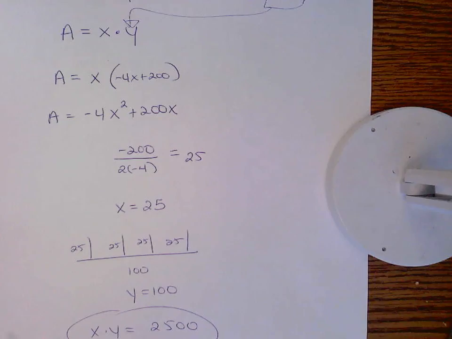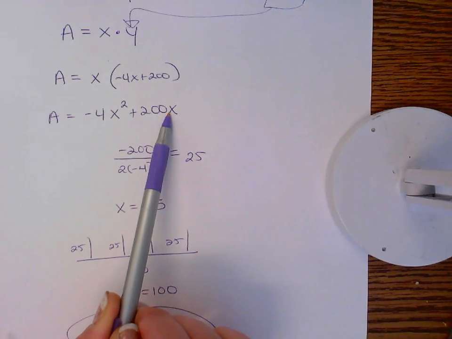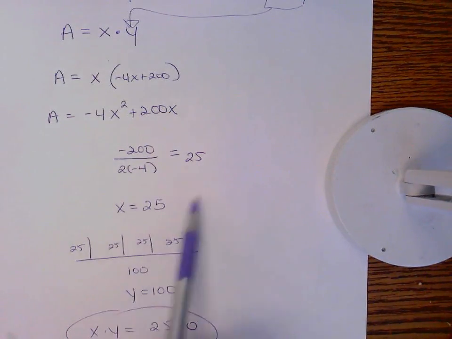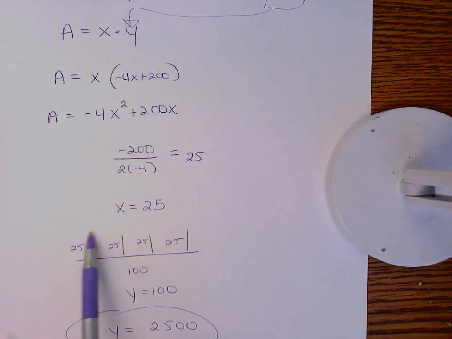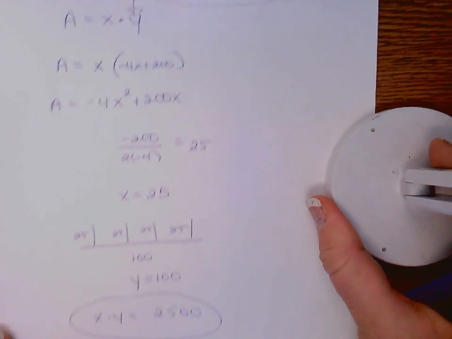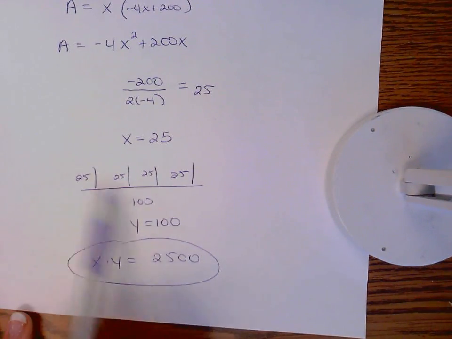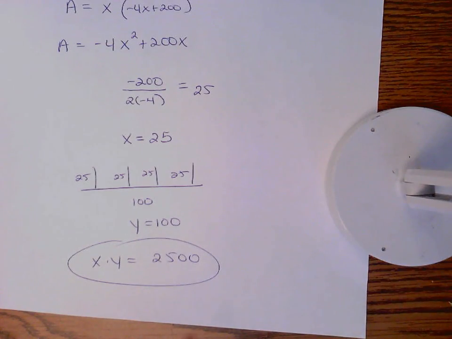So here was my final answer. Here's my area equation, negative 4x squared plus 200x. I did negative b over 2a, which was 25. That is the width of the corral. So I have 4 of those 25s, which leaves 100 that makes up the other side length of the barn. Length times width gives me 2,500 as my area.